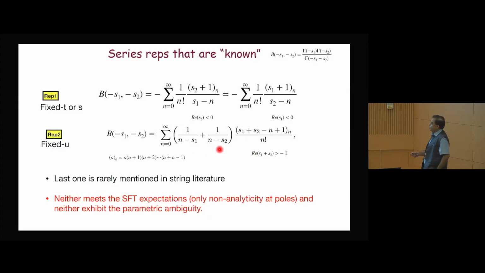And I should point out that neither of these standard series representations meets the string field theory expectation, which says that the only non-analyticity should be at the poles because of this restriction that are here. And more importantly, neither exhibit this parametric ambiguity. So there is no lambda in this, or an analog of lambda in these series representations.